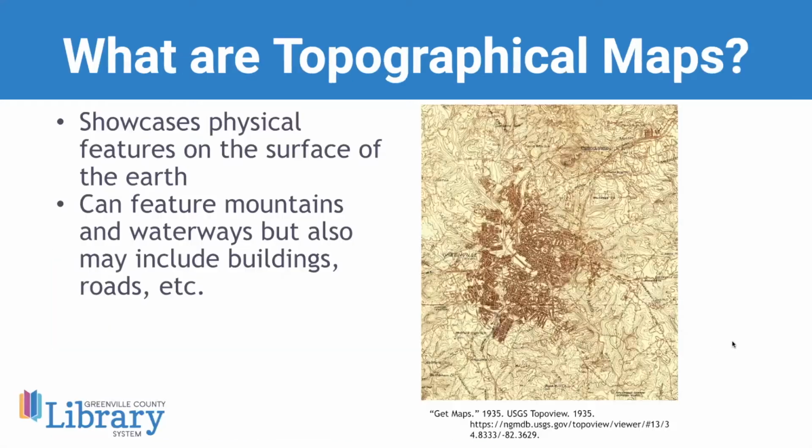So the next type of map I want to mention is topographical maps, sometimes just referred to as topo maps. And basically, this is an example from the USGS. It's of Greenville that we have here on our slide. But topo maps really showcase the physical features on the surface of the earth.